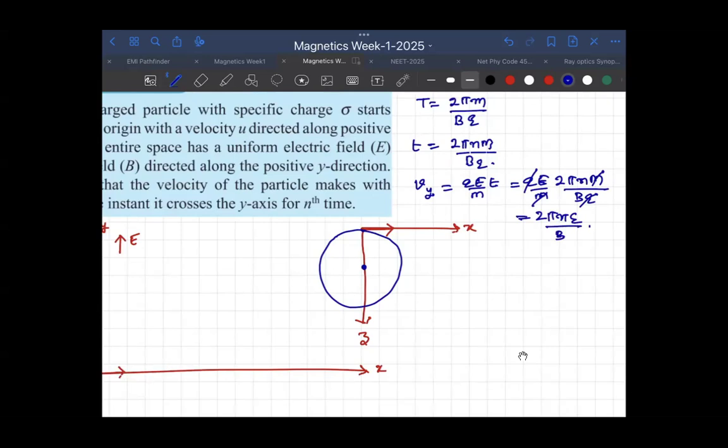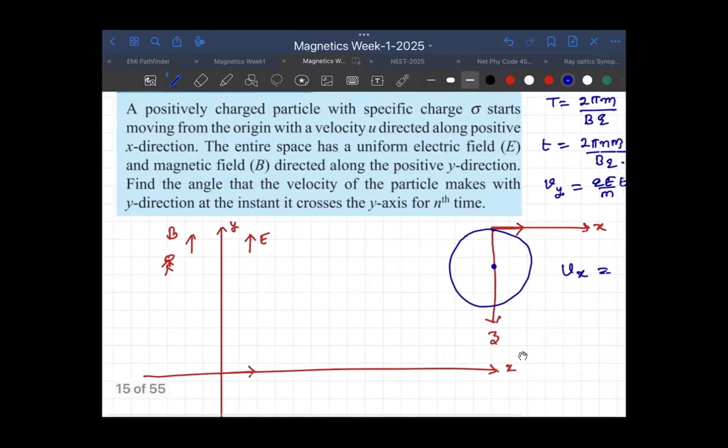2 pi n e by b. That is Vy. Any doubt? No, already you know Vx. What is Vx? The speed with which you are projected. It won't change anyway. U.